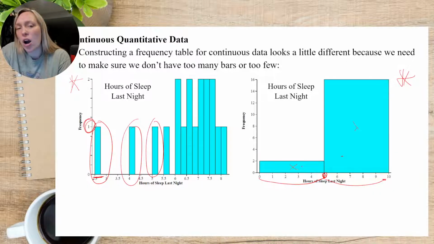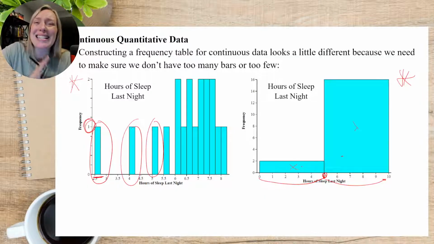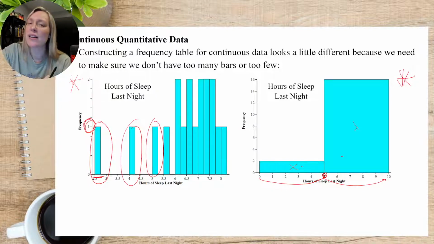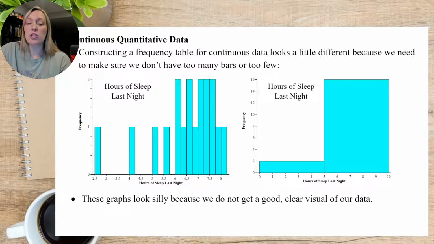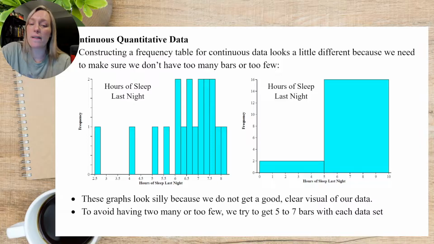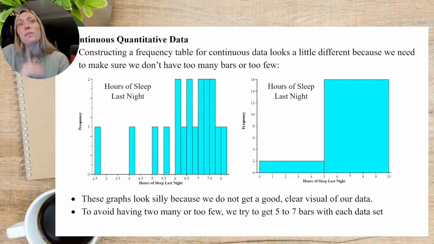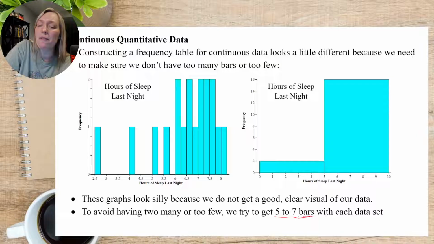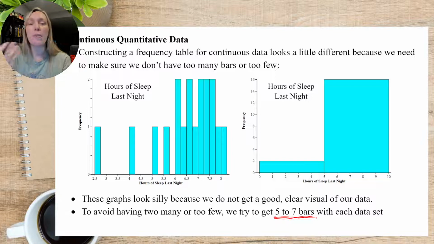Both of these graphs make it hard to see what the data is telling us. What patterns do we see in the data? Maybe we can see one pattern, but it makes it hard to see other patterns, and see as much as we can with the data. These graphs look silly because it's not that clear a visual. And because of that, when we go to make our frequency tables, we have to make sure that we don't use too many bars or too few bars. So as a rule of thumb, about 5 to 7 bars is really where we want to aim with each data set. How many bars?